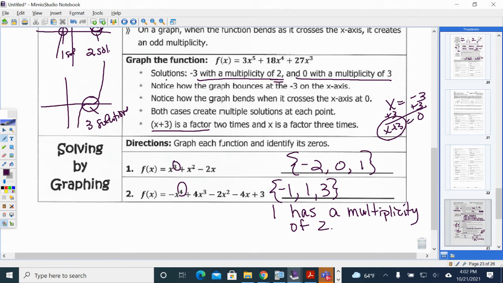Meaning 1 occurs twice. If we did this, which we don't, your solution set would look like this: -1, 1, 1, and 3. 1 occurs 2 times. Y'all, we don't write it this way because in a solution set, once you've said 1 is an answer, you don't need to repeat yourself. That's why we add this little notation. My solution set is -1, 1, and 3, but 1 has a multiplicity of 2.